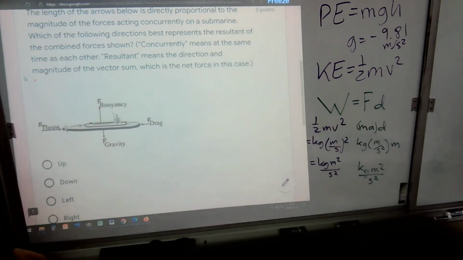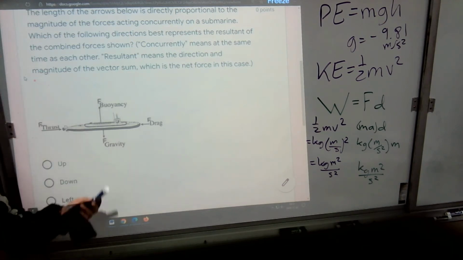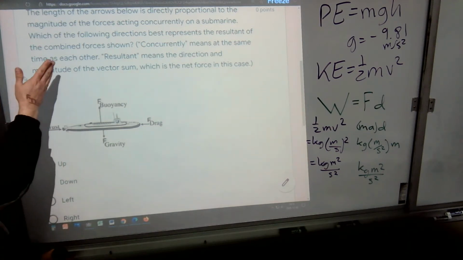So looking at our deal here, it says the length of the arrows is directly proportional to the magnitude of the forces acting concurrently on the submarine. Concurrently means they're acting at the same time. And when it says they're directly proportional to the magnitude of the forces, that means that the longer the arrow, the bigger the force.